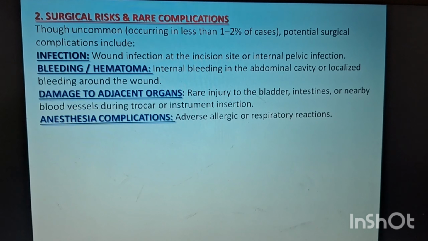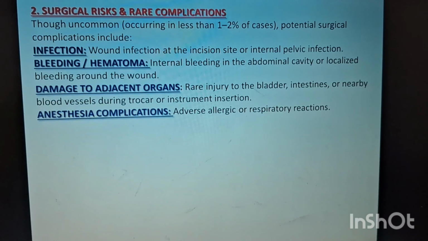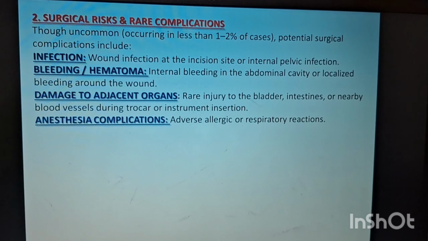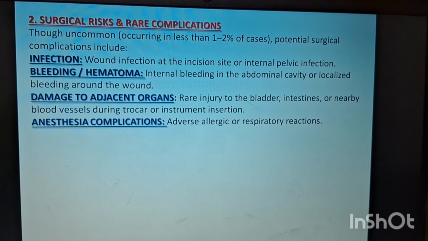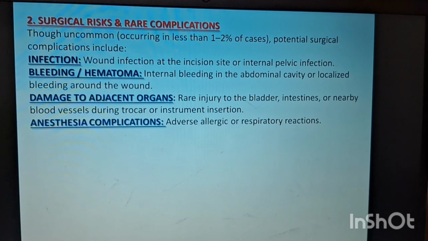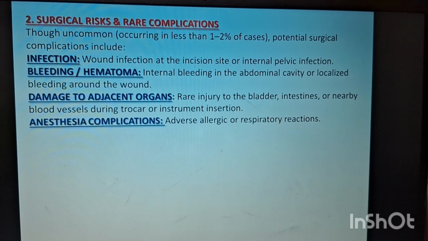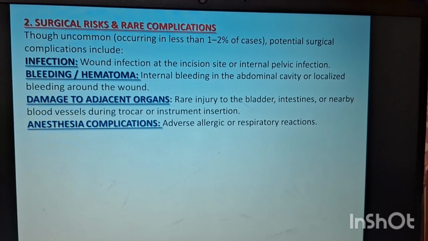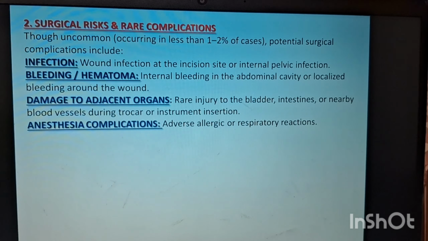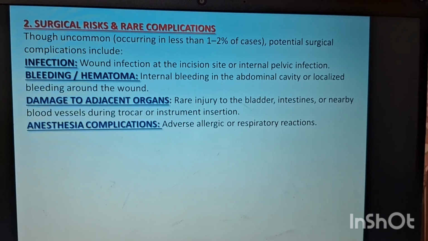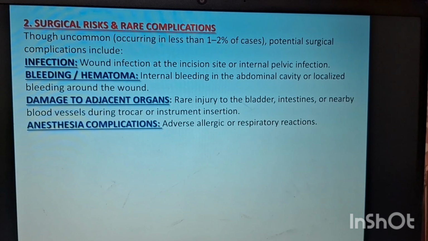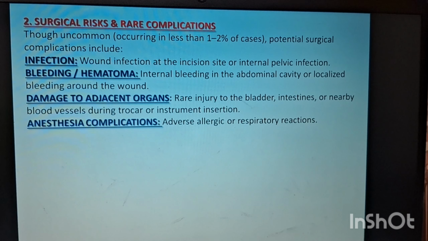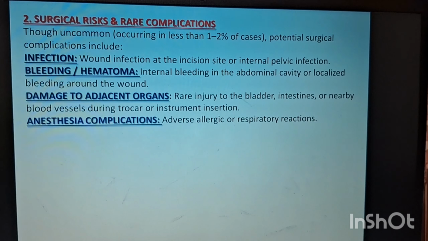Though uncommon, potential surgical complications include infections, bleeding, hematoma, damage to adjacent organs and anesthesia complications. Infection, wound infection at the incision site or internal pelvic infection. Bleeding and hematoma, internal bleeding in the abdominal cavity or localized bleeding around the wound. Next, damage to adjacent organs, that is rare injury to the bladder, intestines or nearby blood vessels during trocar or instrument insertion. Next, anesthesia complication, that is adverse allergic or respiratory reaction. Now the topic has ended.